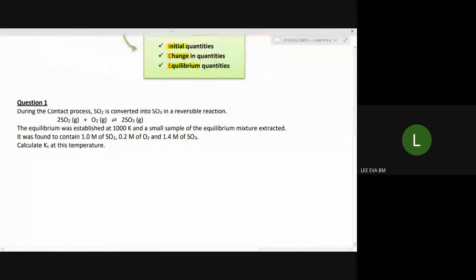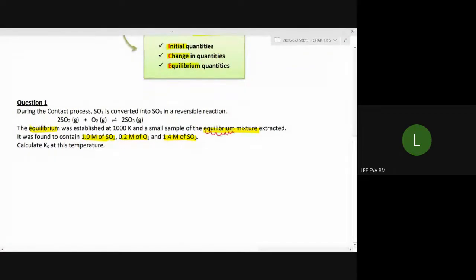Awak nak cuba ya? Sudah bagi concentration kan? Tapi concentration dia initial ke, dia equilibrium ke, macam mana nak tahu? Equilibrium. Kenapa? Which one is the keyword? Mana satu keywords dia? Apa dia? Equilibrium mixture. Yeah, so you see, equilibrium was established. A small sample of equilibrium mixture was extracted. So it was found to contain this much of your reactant, your product. So dekat sini, maksudnya dia adalah senario yang pertama.